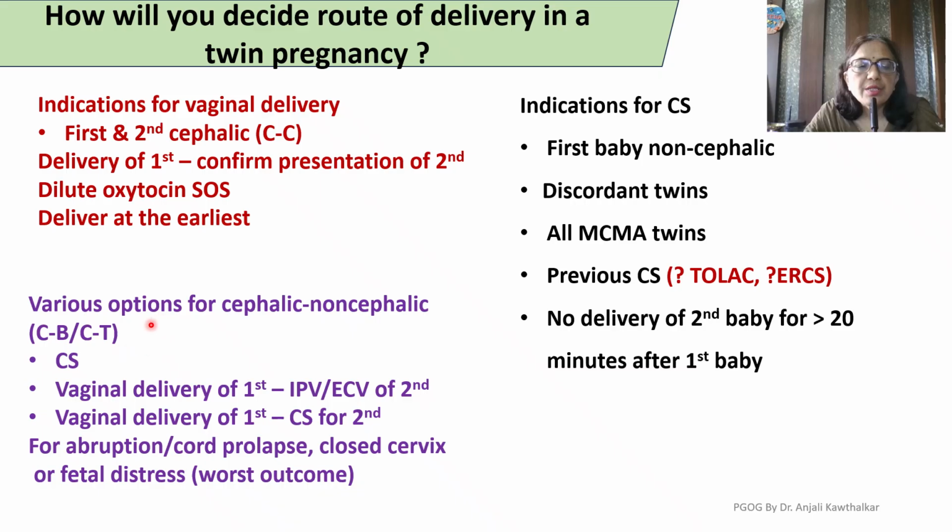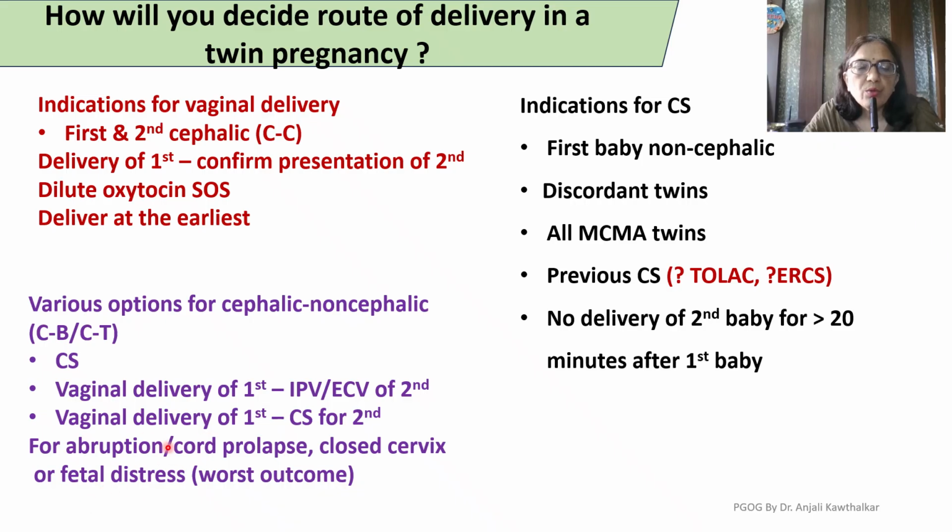In these cases, various options are: first, elective cesarean section. Second, vaginal delivery of the first, followed by either internal podalic version or external cephalic version of the second. Or vaginal delivery of the first, followed by cesarean section for the second. And cesarean section is usually necessary because there might be abruption, cord prolapse, or closed cervix. Abruption is because of the sudden reduction in the size of the uterus, placental separation occurs before the delivery of the second, and that is where there can be a necessity to do an emergency cesarean section for delivery of the second, or the second baby might be having features of fetal distress.